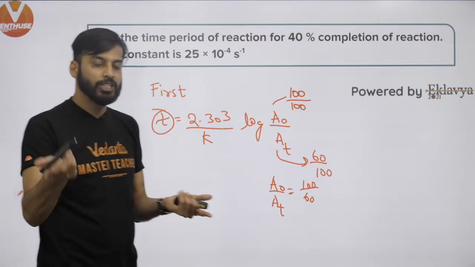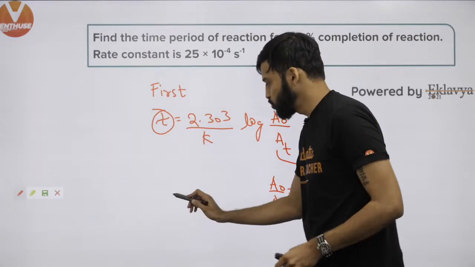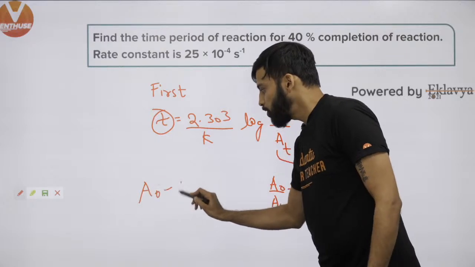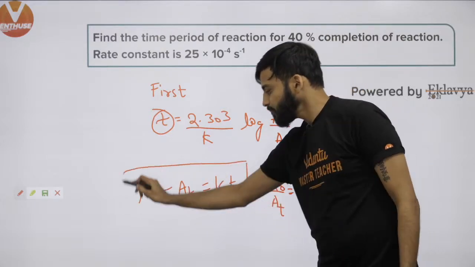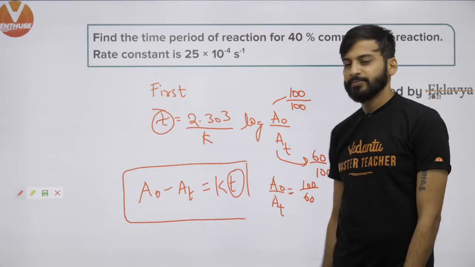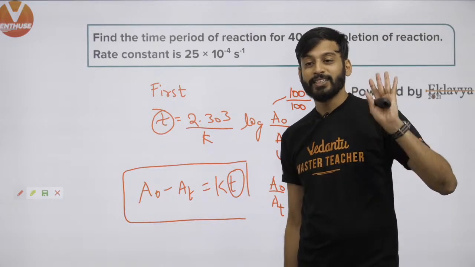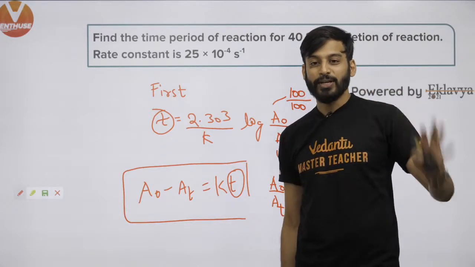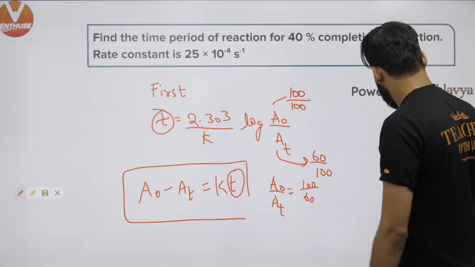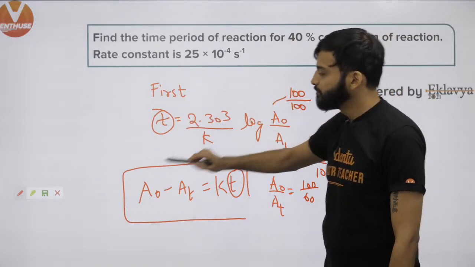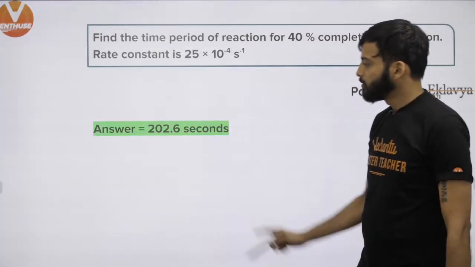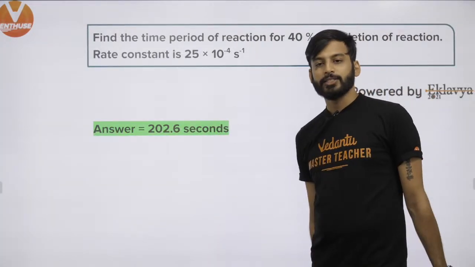If you are saying it is zero order, then you will just use this formula: A0 minus At is equal to kt. You have to find the time. Very simple question again. Okay, I have the answer for first order, so I'll show you the answer. 202.6. Moving on.